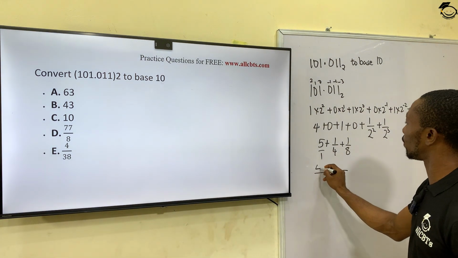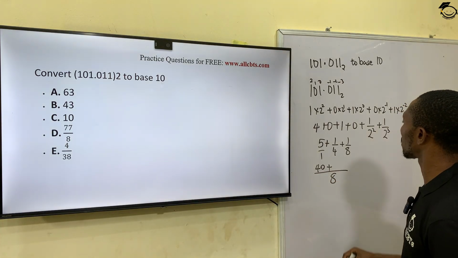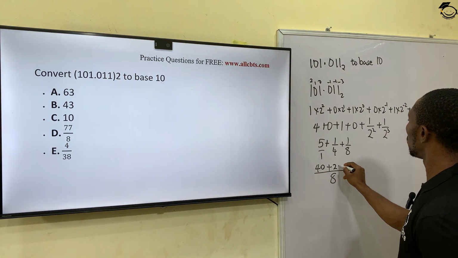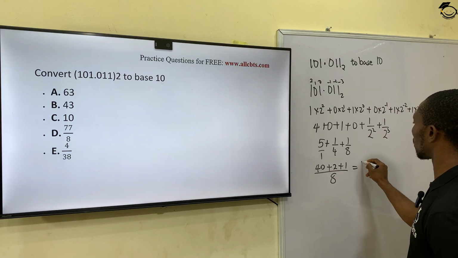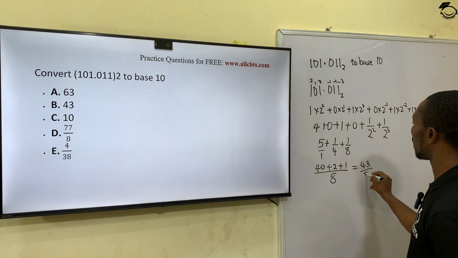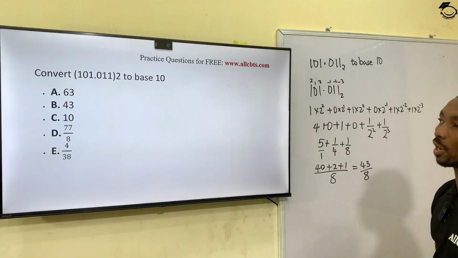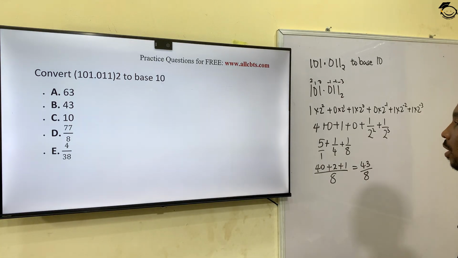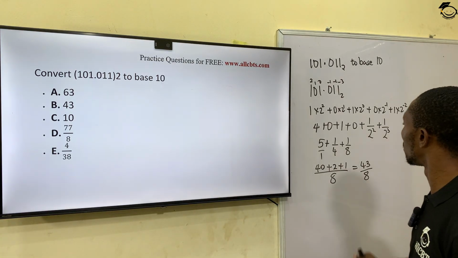5 times 8 will give us 40, plus 2, plus 1. This gives us 43 over 8. So our answer here would be 43 over 8.